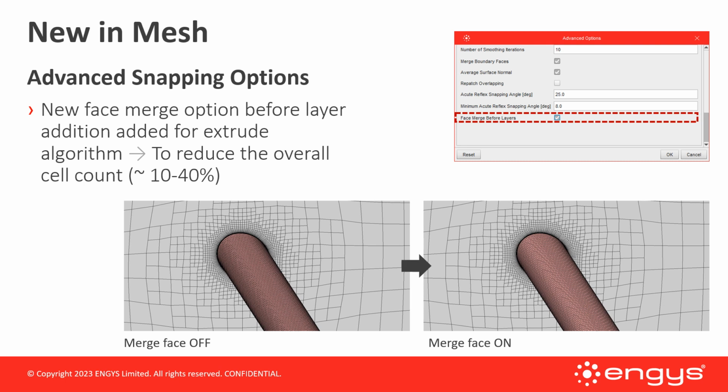As you can see in the 2 images displayed on the slide, the left image represents a mesh with the merge face option turned off, while the right image showcases the same mesh with the merge face option turned on. It is possible to note that the amount of cells displayed on the cylinder surface in the left image is higher than in the right image.